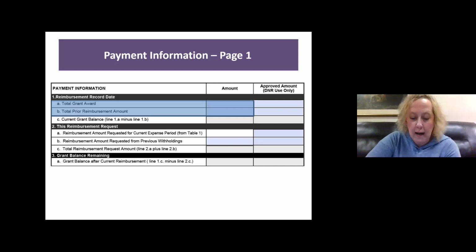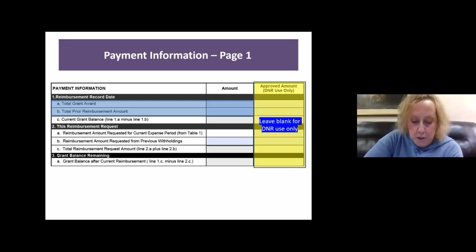So the blue highlighted lines are where you're going to enter the grant award amount listed from your grant agreement and total prior reimbursement amount. And the cell containing the reimbursement request total is auto-populated from table 1 on page 2 of the form and cannot be overwritten. So that's just something to keep in mind. The highlighted yellow cells on the right hand are essentially for us to use here at DNR as we process your reimbursement request.